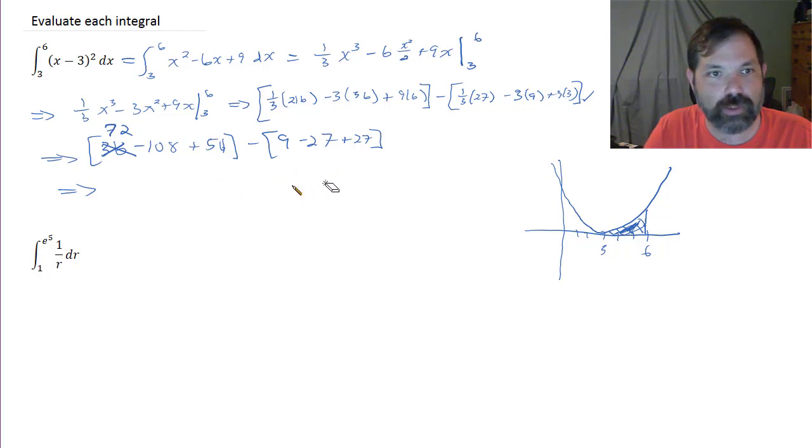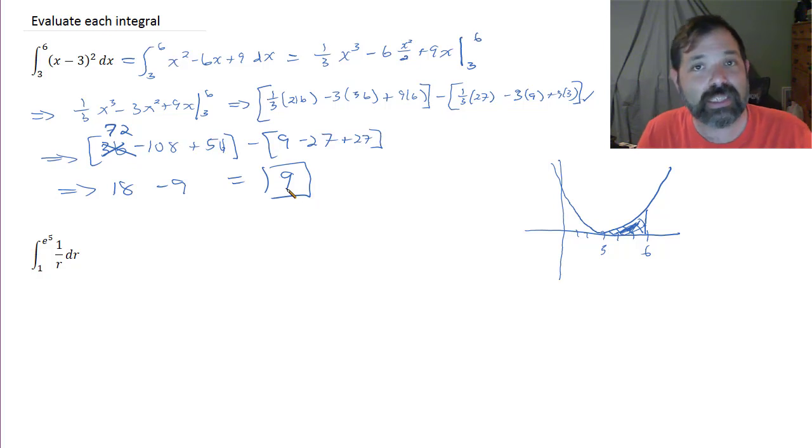All right, so let's clean this up. Should have been 72. So now, 72 minus 108 plus 54. That's 18 minus 9, which is 9. That's more reasonable. It's at least positive.